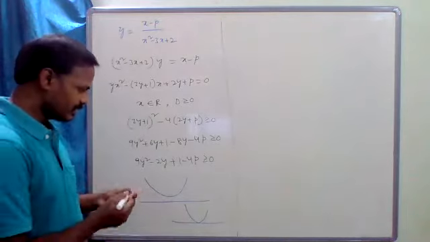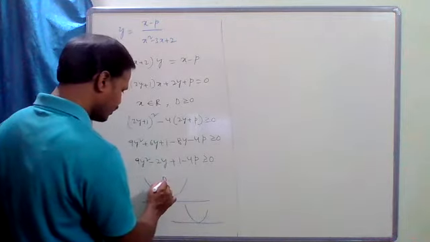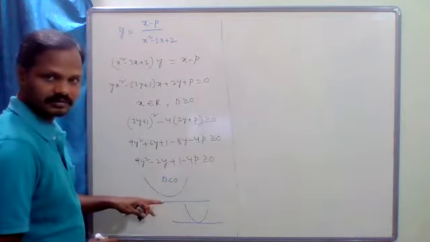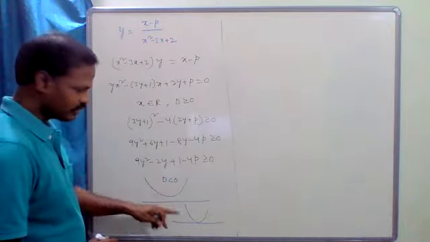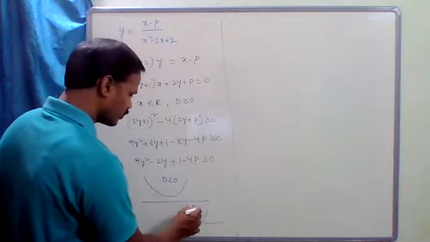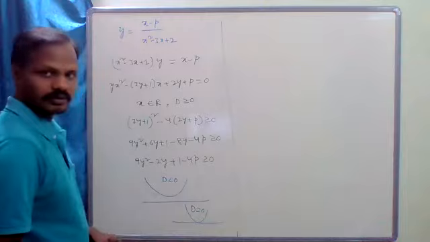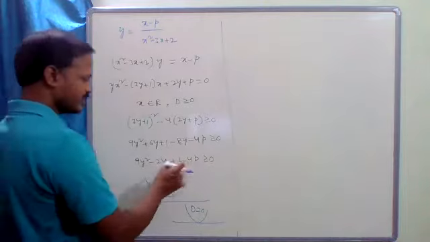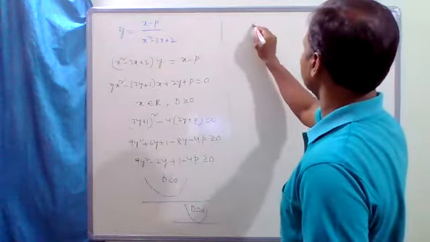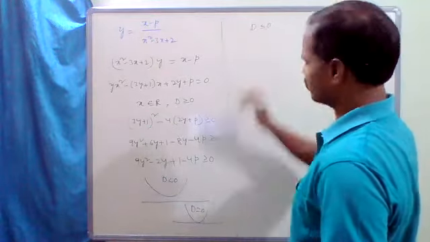In this case D is less than 0, because imaginary roots. And for real and equal roots, in this case D equal to 0. So the discriminant of this expression must be less than or equal to 0.